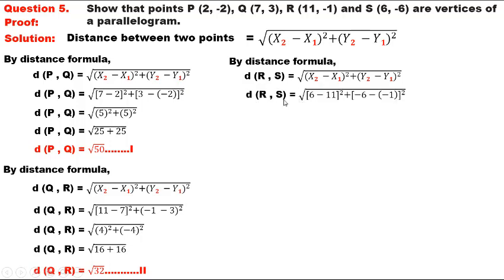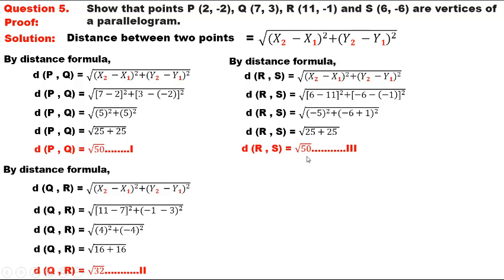Distance between R and S is equal to under root of (6 minus 1) square plus (minus 6 minus 1) square. Distance between R and S is equal to under root of 5 square plus (minus 6 plus 1) square, which is equal to under root of 25 plus 25, which is equal to under root of 50.